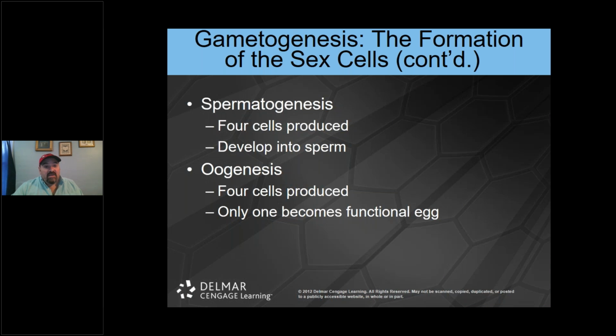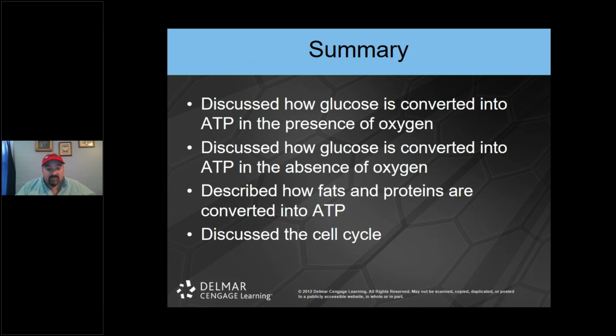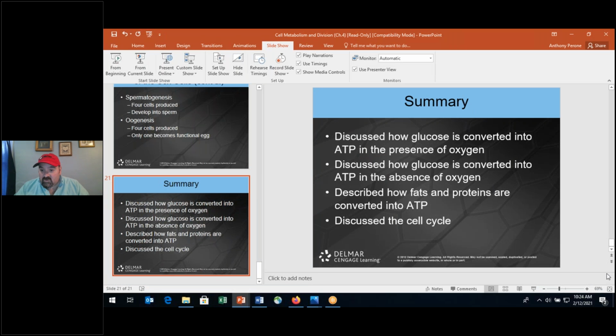So now here we have these terms, spermatogenesis, oogenesis, right? Four cells are produced as a result of spermatogenesis, this meiotic division, meiosis, and they'll develop into sperm. In oogenesis, it's a little bit different, folks, in that four cells are produced, but only one of those four will be a functional egg, ready to be released upon ovulation, and then the possibility of fertilization. Okay, very good.